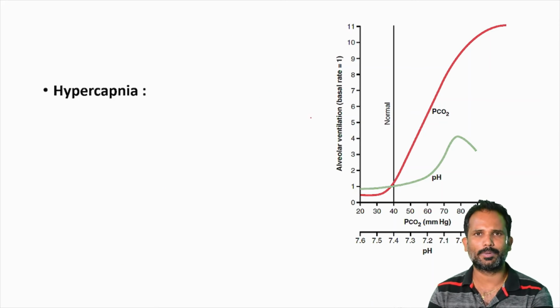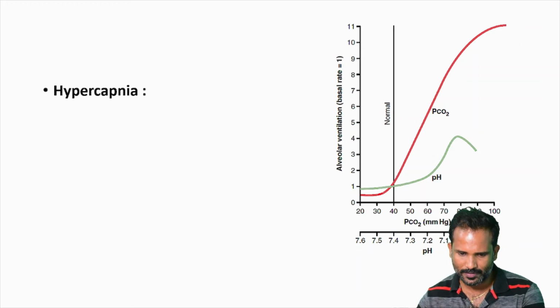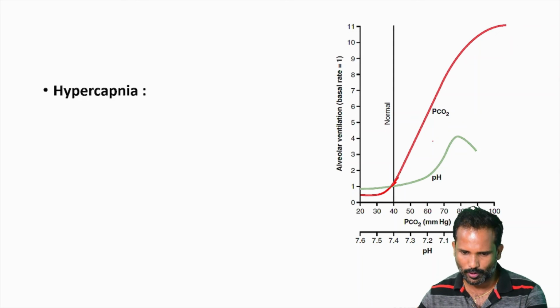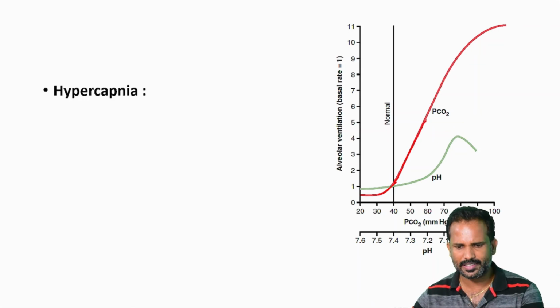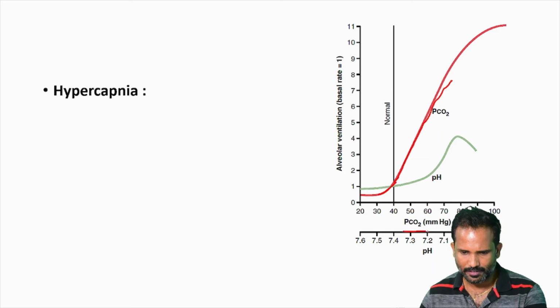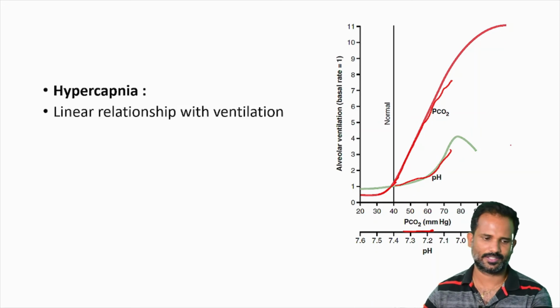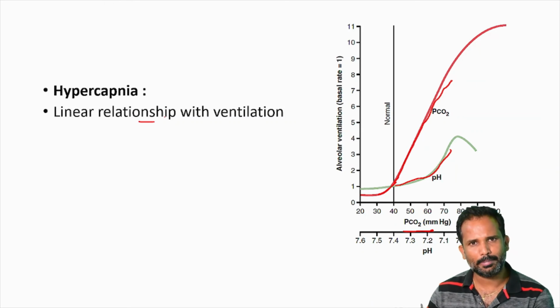Coming to hypercapnia, whenever the CO2 level is more than 40, you can see that there is a linear increase in the ventilation rate. Even with pH, whenever it is lowered, the ventilation rate is increased. So hypercapnia has a linear relation with ventilation. Now, how is hypercapnia causing the closure of potassium channels?